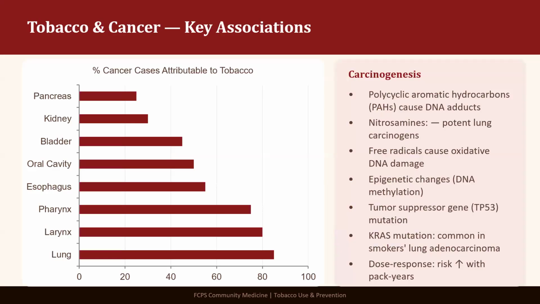death syndrome risk. So this is the percentage of cancers attributable to tobacco, which include pancreatic cancer, kidney cancer, bladder, oral cancer, esophageal, pharyngeal, laryngeal, and lung cancer. Lung cancer is greater than 80%. The carcinogens involved are polycyclic aromatic hydrocarbons, which cause DNA adducts, nitrosamine, which is a potent lung carcinogen, free radicals causing oxidative DNA damage, epigenetic changes, tumor suppressor gene mutation, and KRAS mutation, common in smoker lung adenocarcinoma.